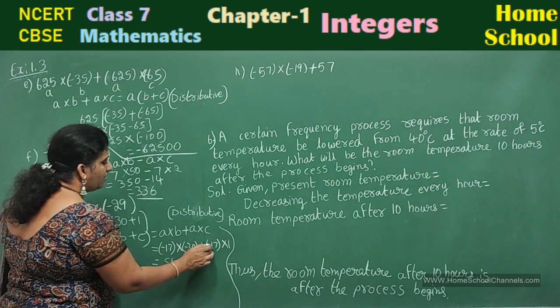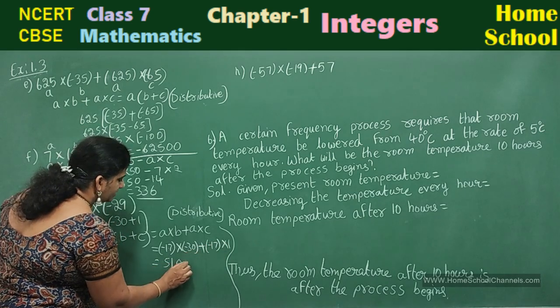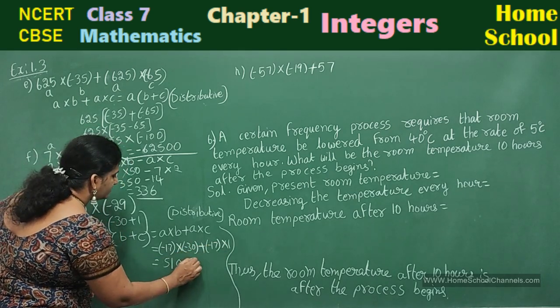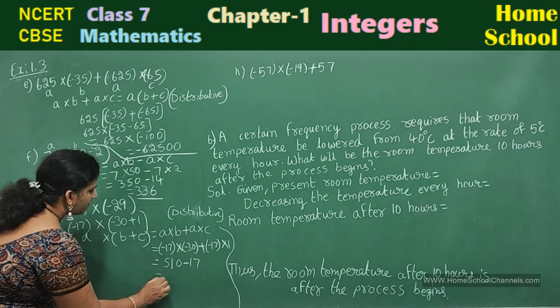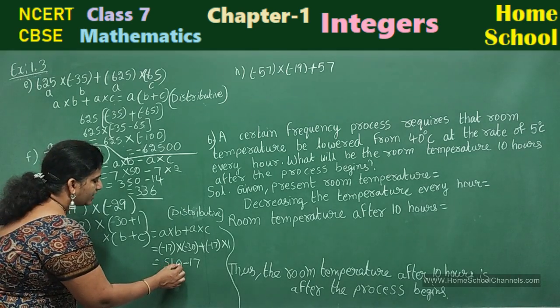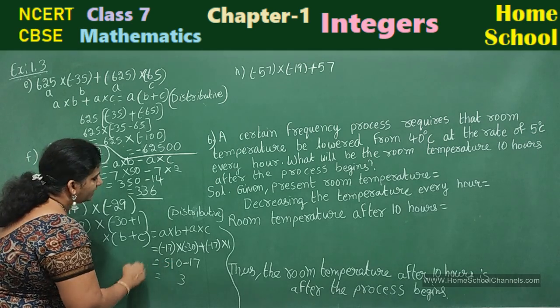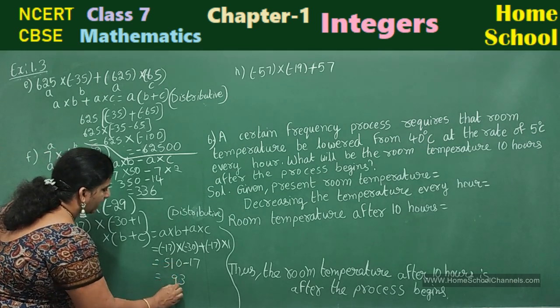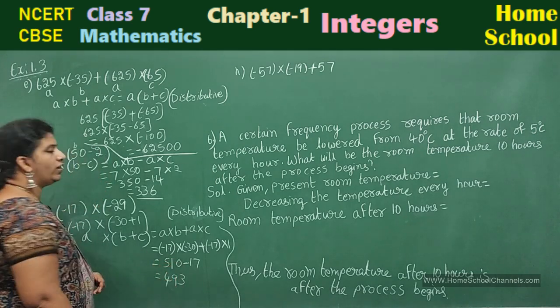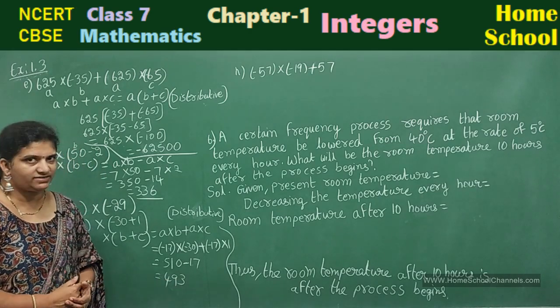Then here again minus into plus minus. Okay, 17 ones are 17. Do subtraction. Okay, 10 minus 7 will be 3. And here again 10 is there. 10 minus 1 will be 9. And this one will be 493 is your answer.